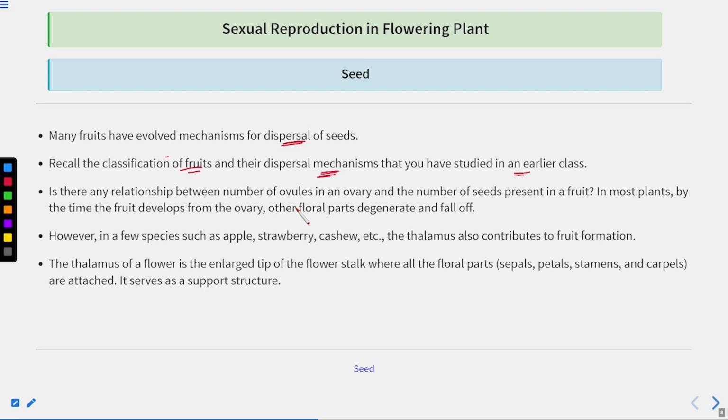Now, is there any relationship between the number of ovules in the ovary and the number of seeds present in the fruit? Ovules get transformed into the seeds. Now, in most plants, by the time the fruit develops from the ovary, other floral parts degenerate and fall off. Clear? So what is happening in most of the plants? By the time the ovary gets transformed into the fruit, the other floral parts, what are the other floral parts? The leaves, sepals. These are the floral parts, also known as the floral organs. Leaves, petals and the sepals.